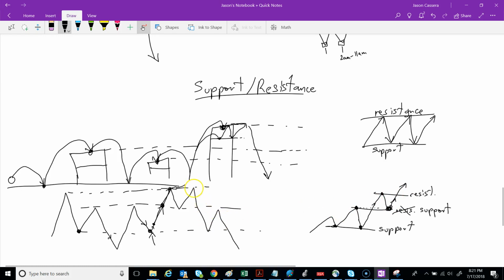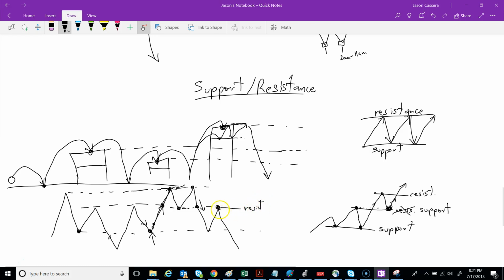Same thing going down, right? Just like here. This was resistance. This was support. So you're like, okay, this might be support, but it broke through. Because it broke through, you're like, okay, this might be a new level, a new area. Let me see if it comes back up to test it. So what the market does is test.